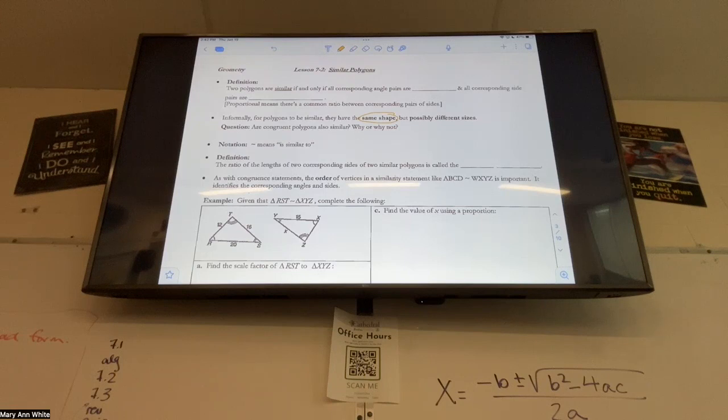So if they're both triangles, they can be similar. If they're both rectangles, they can be similar. If they're both dodecagons, they can be similar, but not if one's a pentagon and one's a triangle. Anyone else know something else that needs to be true in order for triangles to be similar?